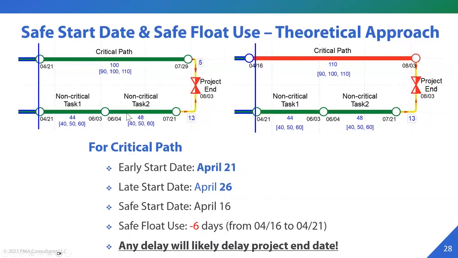Similar thing for critical path activity. We have a safe float use of -6 days, and compare this -6 days to the -15 days on non-critical task 1. Well, non-critical task 1 is actually more critical than the critical path we are seeing because of the inherent uncertainty in the tasks. And again, any delay on the critical path can likely have a delay on the project end.